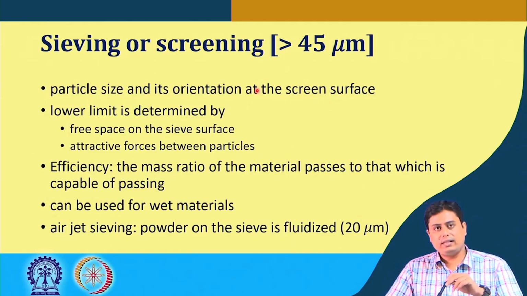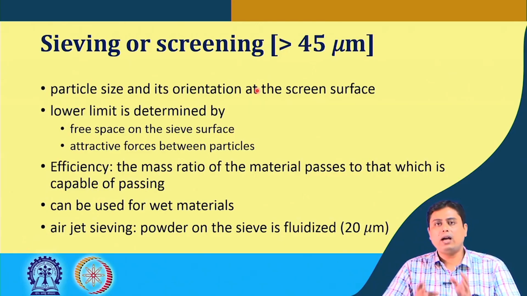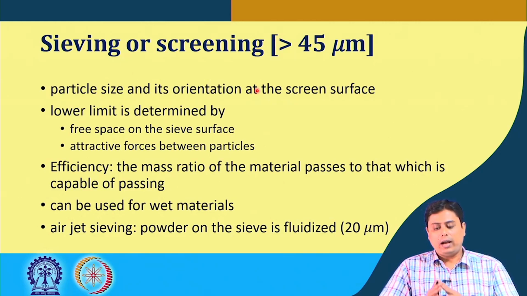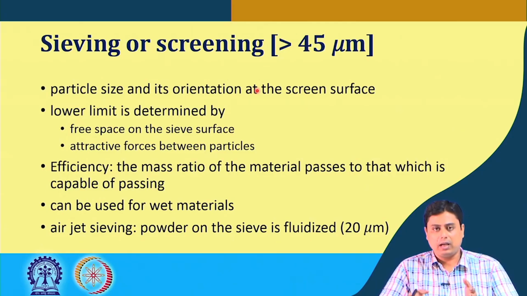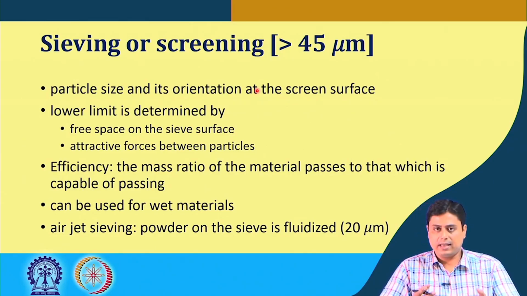As I said, the efficiency of such a process is typically defined by the mass ratio of material that passes through the sieve to that which it is capable of passing, because practically the efficiency is not 100%. So, it may be capable of passing through, let us say, m1 kg of a certain size of particles, but it is separating m2 kg of that size of particles. So, the efficiency is always lesser than 100%.